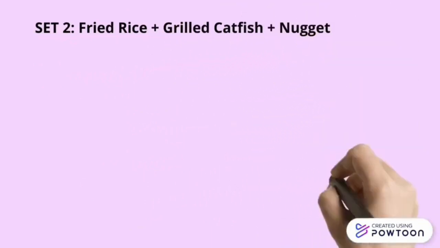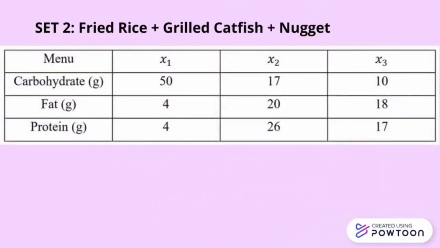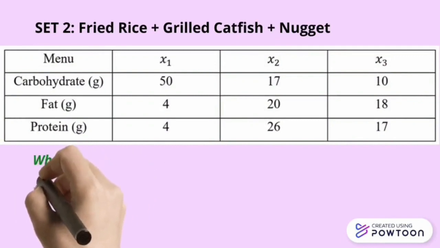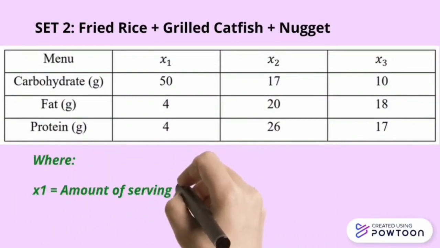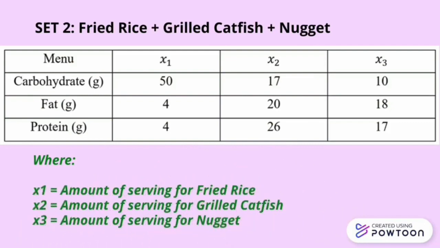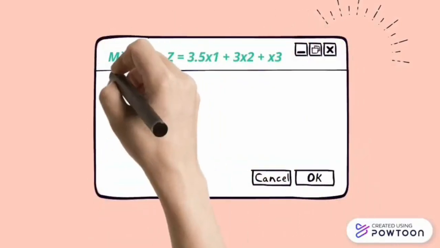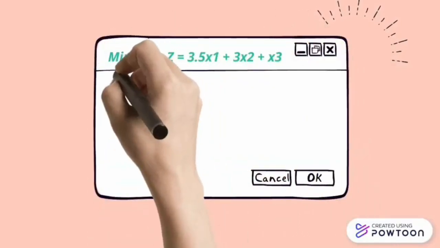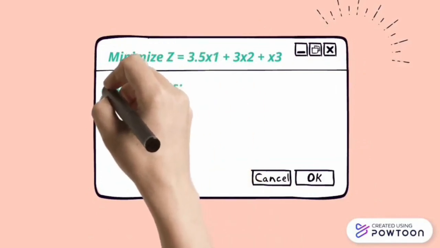Next is set 2. In set 2, we have fried rice, grilled catfish, and nugget. Amount of serving for each menu will be represented as X1, X2, X3, where X1 is amount of serving for fried rice, X2 is amount of serving for grilled catfish, and X3 is amount of serving for nugget. So, from this set, we can get the objective as minimize Z = 3.5x1 + 3x2 + x3. For the constraints, we have three constraints.